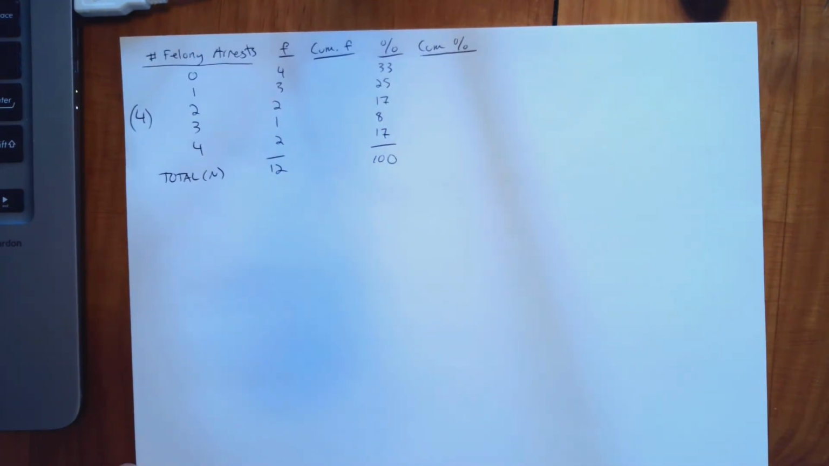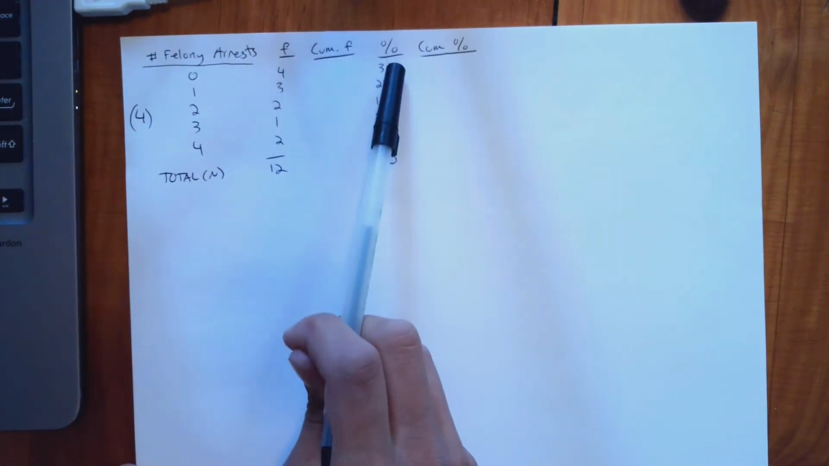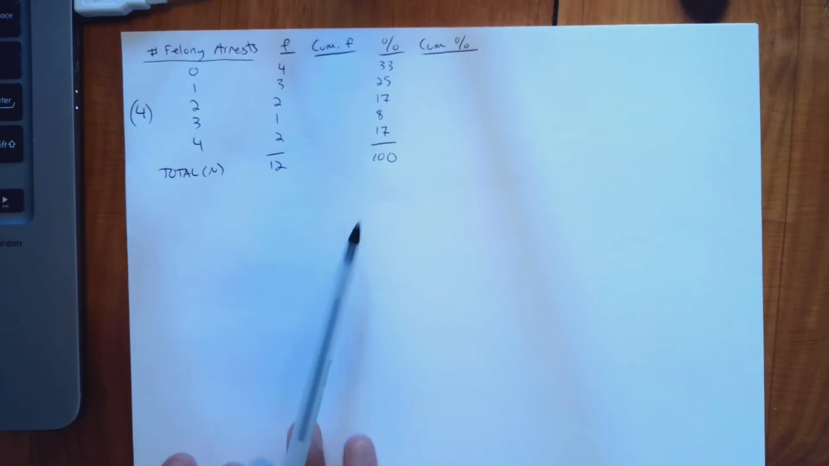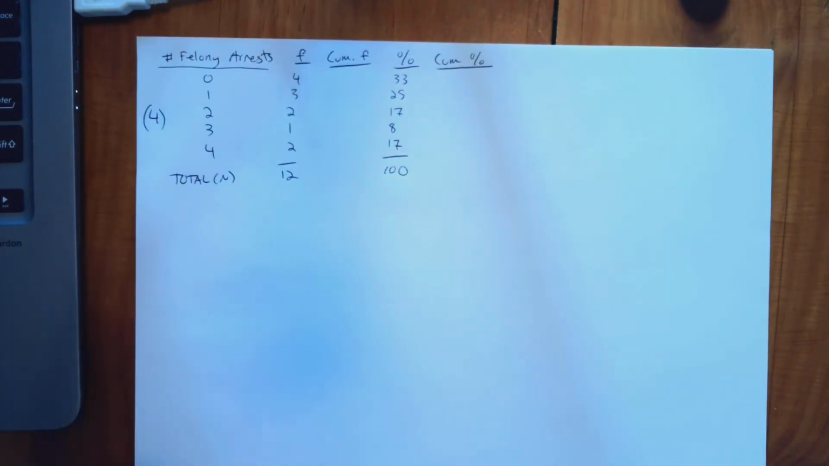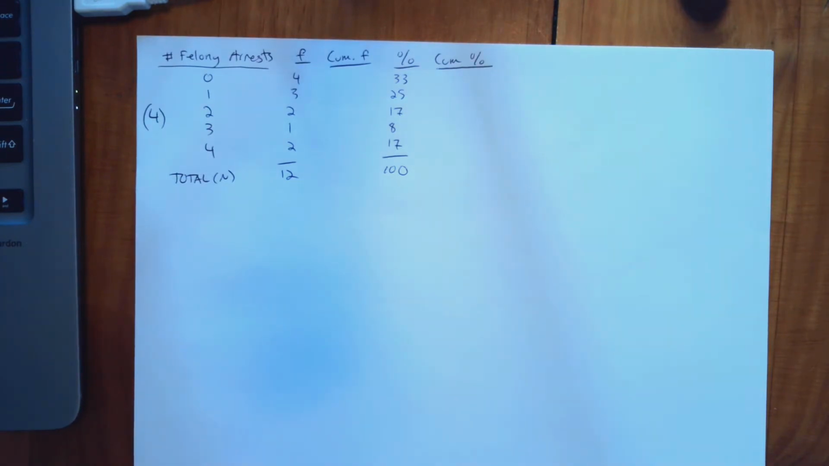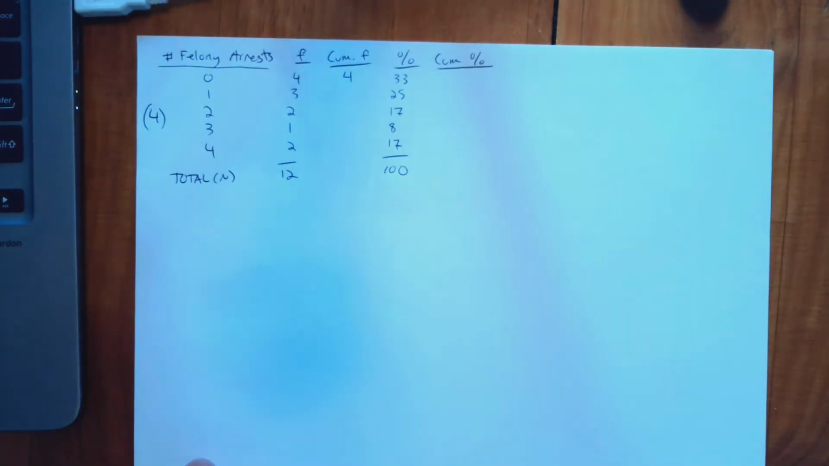So again, you read this as saying, in our sample, 4 people had 0 felony arrests, or 33% of our sample had 0 prior felony arrests. And I've also created columns here labeled cumulative frequency and cumulative percent, which will tell us the number of cases that we have that are equal to or less than each of these different values. So we'll start with 0. How many people in our sample had 0 or fewer arrests? Well, you can't have fewer than 0 arrests, so we'll say that 4 people in our sample had 0 or fewer arrests.